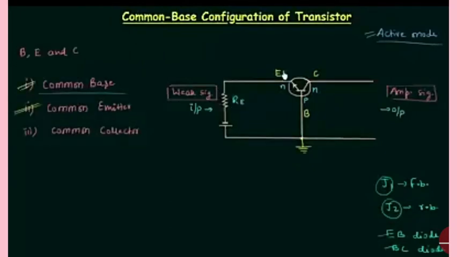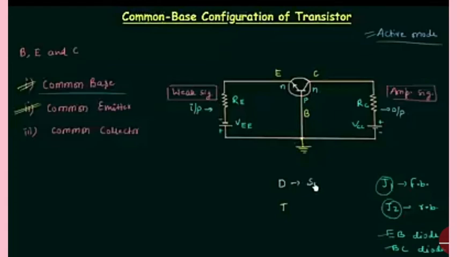In active mode, I will forward bias EB. Let's say this resistance is RE, emitter is N type material and base is P type material. So emitter is connected to the negative terminal and base is connected to the positive terminal, and I will call this the forward bias potential VEE. Now we'll reverse bias the diode BC. This resistance is RC, collector is N type material and base is P type material. So to reverse bias BC, collector is connected to the positive terminal and base is connected to the negative terminal. I will call this reverse biasing potential VCC.